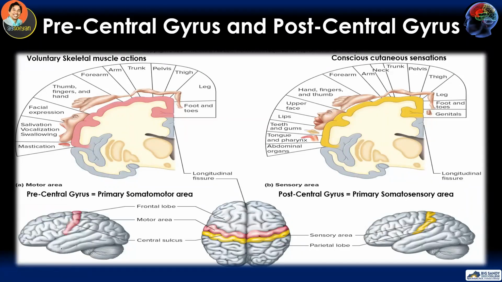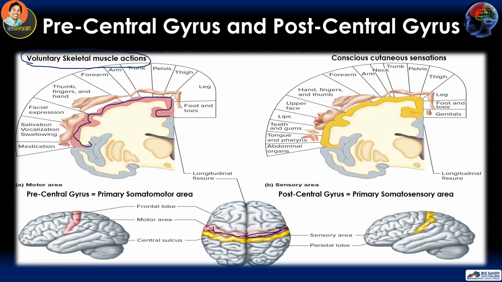I'm going to show you the map of the actions. So this is actions. The voluntary action means the action that we really can control. So remember this one, this is the precentral gyrus. Over here. And this gyrus from the top to the bottom is the one that controls all our skeletal muscle actions in our body.